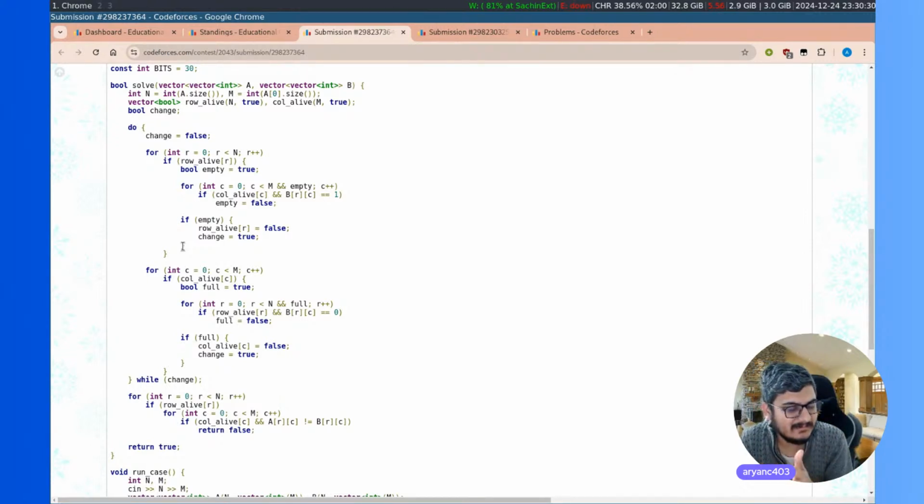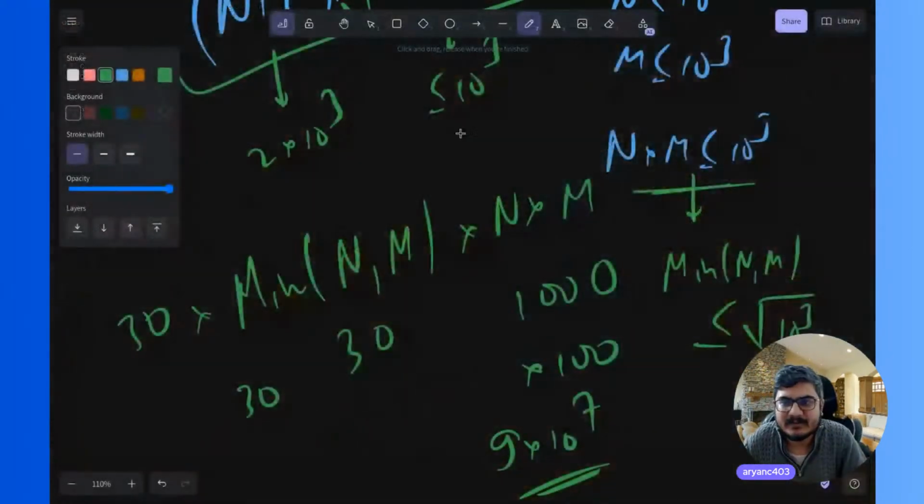And when you have minimum instead of n plus m or maximum of n plus m, then the things change. Now the minimum value of n and m, when they are less than 10 to the power 3, minimum of them would be less than square root of 10.